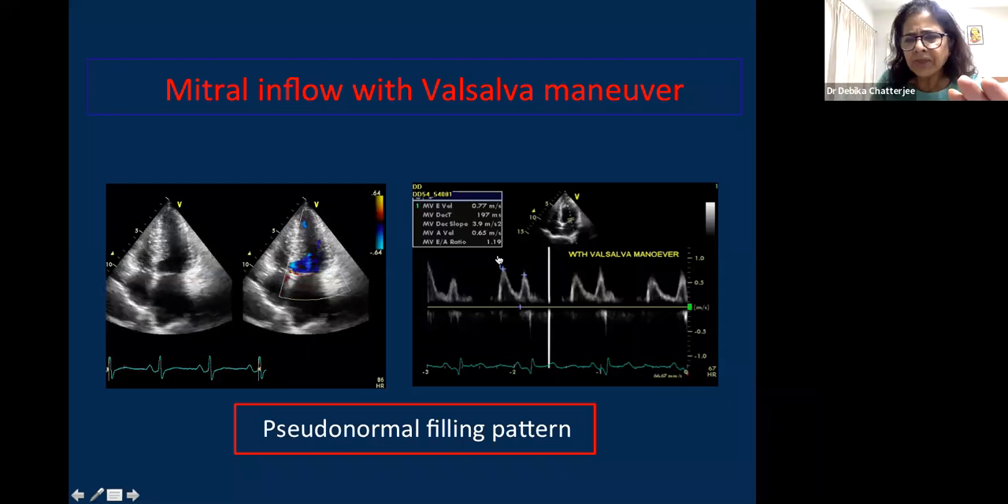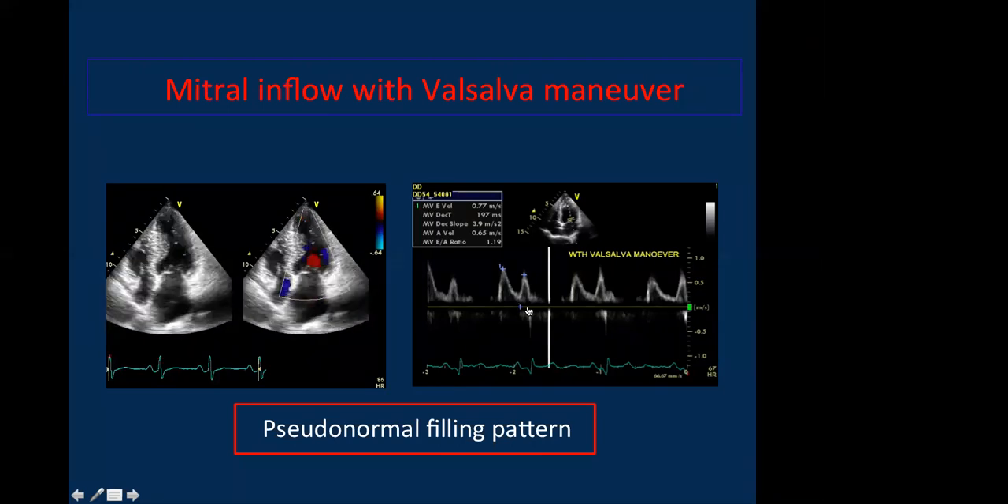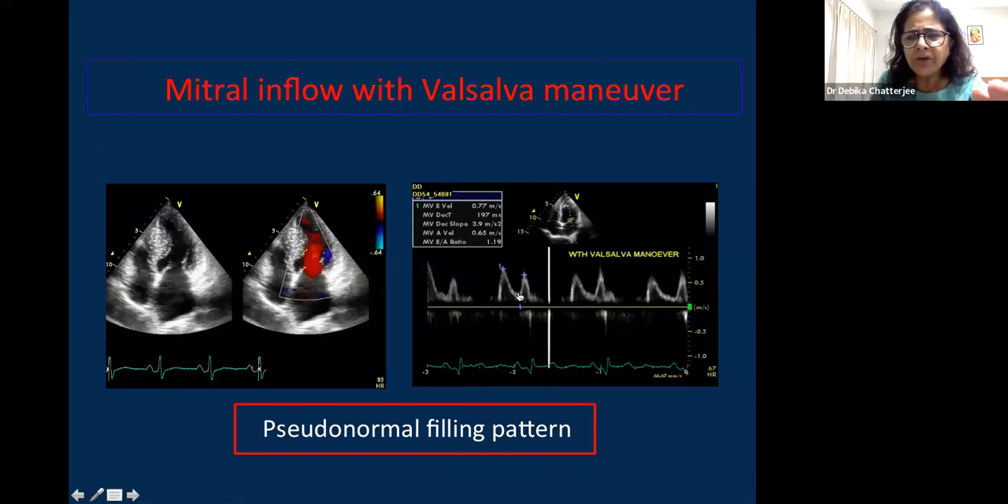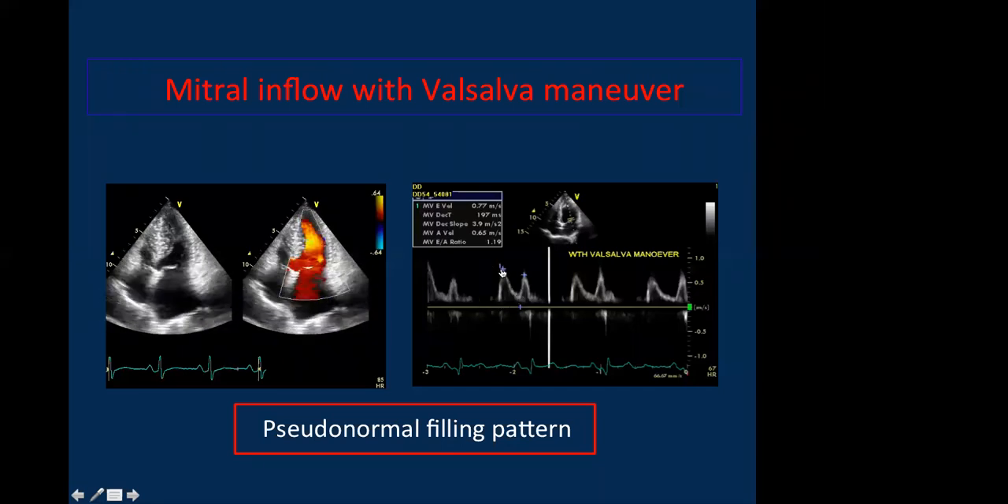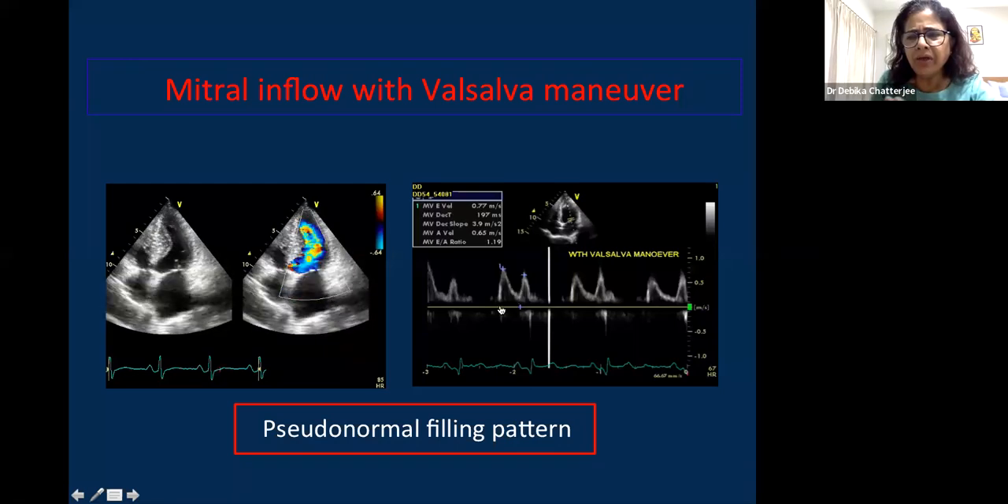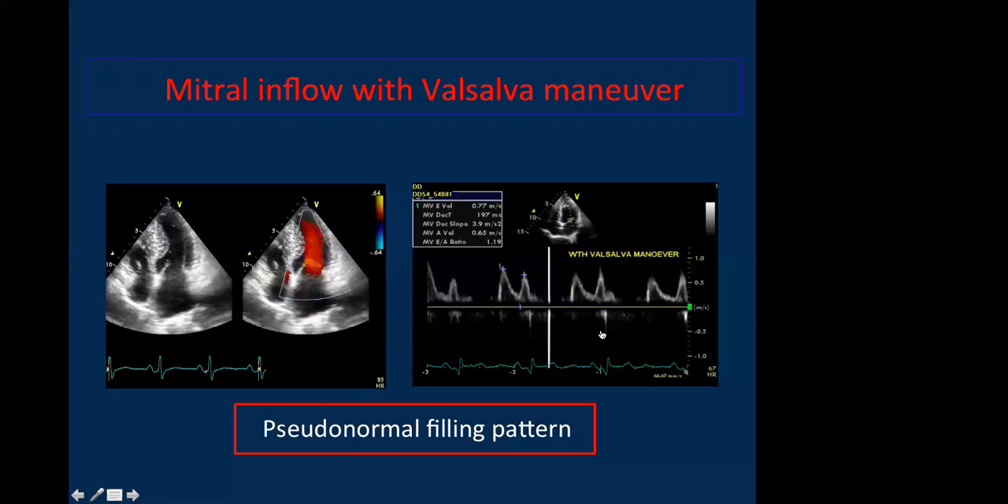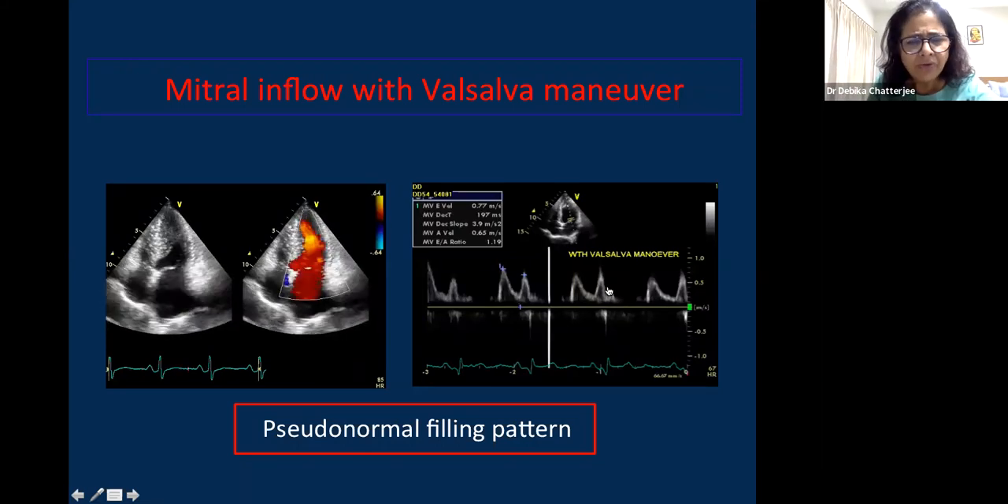I said something is masked. It's the impaired relaxation pattern. Yes, ma'am. Because of the raised LA pressure, impaired relaxation pattern is masked, and we are getting E wave more than A wave. Now, the moment we remove that factor of raised LA pressure, it will go back to the impaired relaxation pattern. Okay. Understood? A wave has to be bigger, otherwise, how will the blood flow?